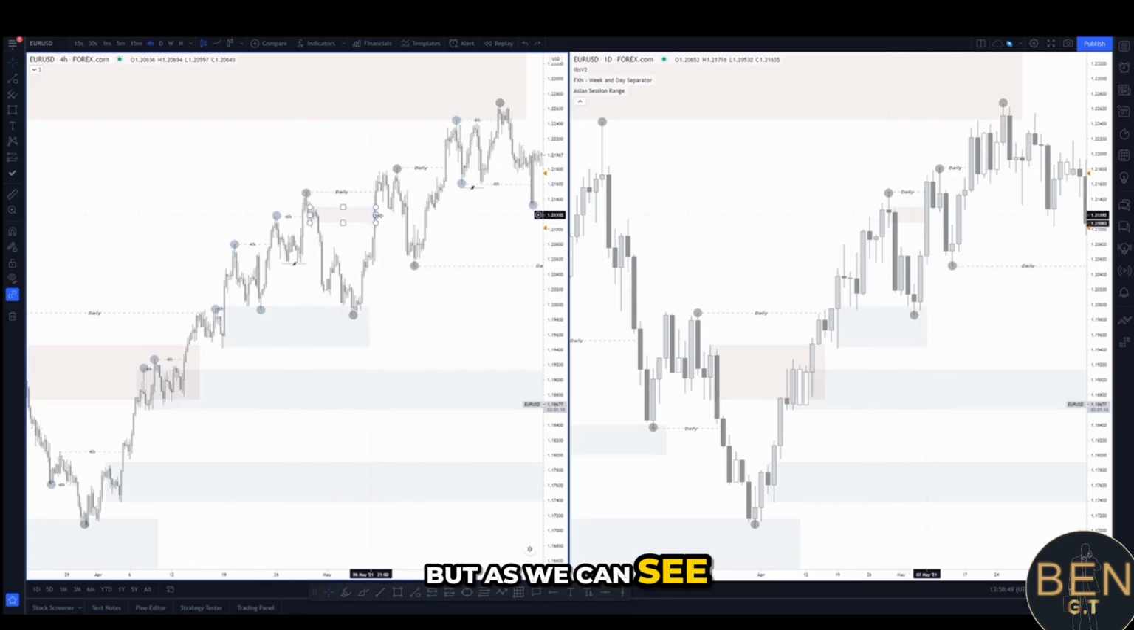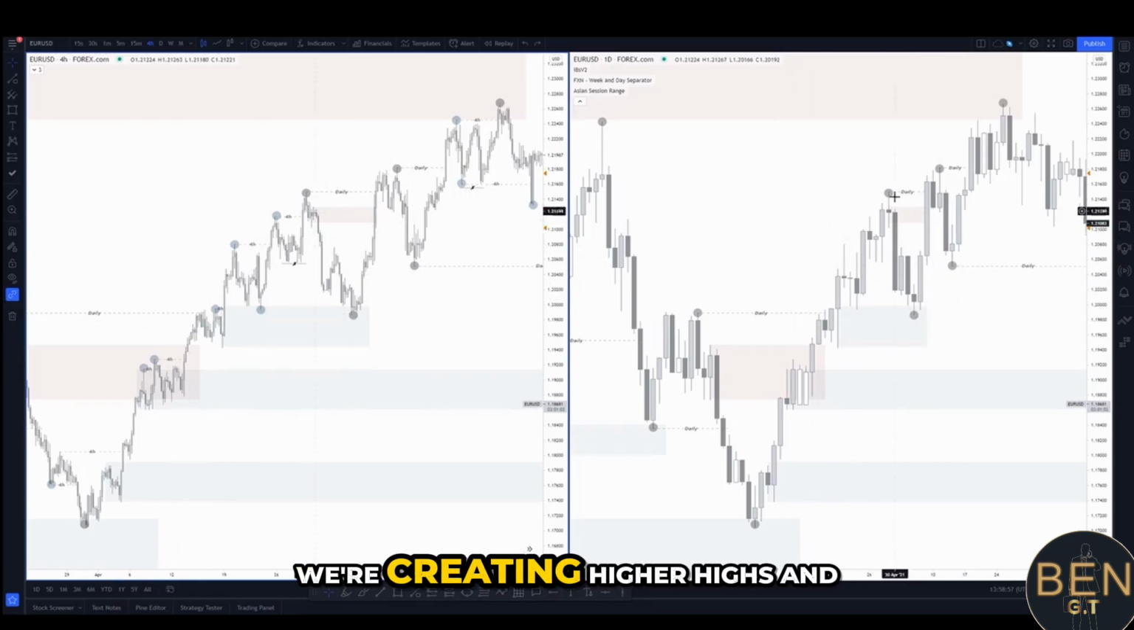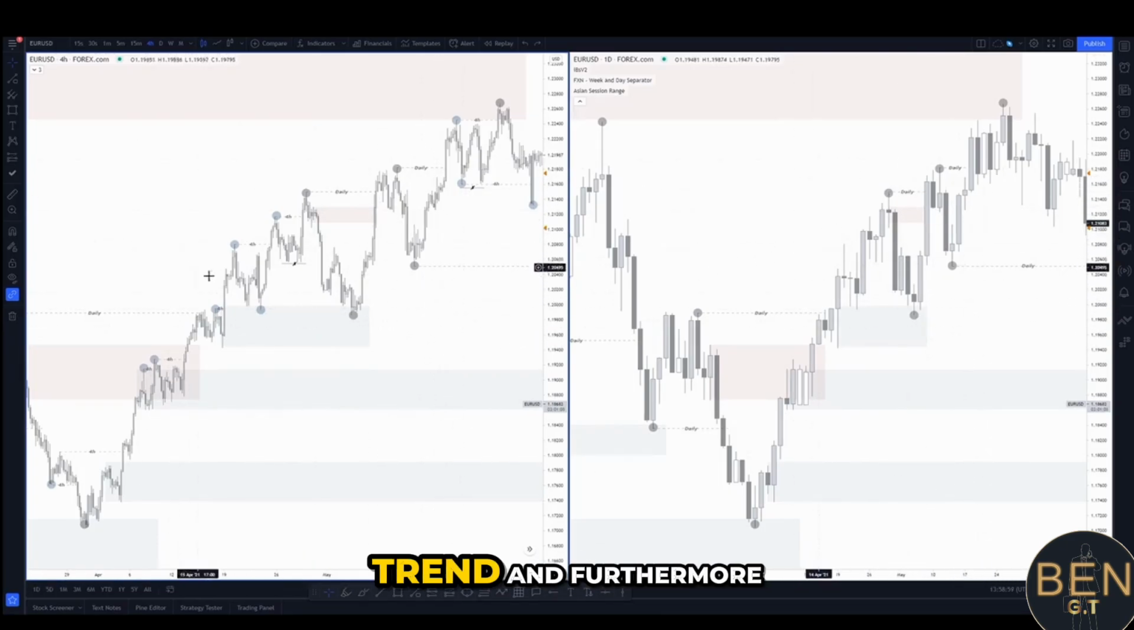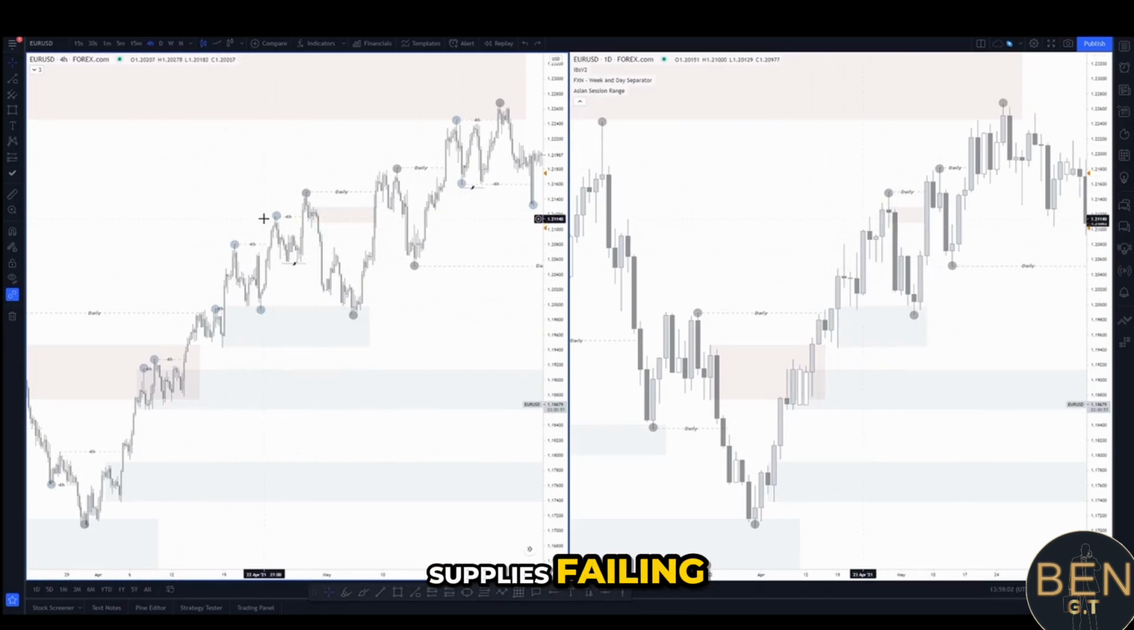But as we can see, supply is totally ripped through. It's totally disregarded and price continues on. Why? Because on the daily chart, we're creating higher highs and higher lows. We are in an uptrend. And furthermore, what we can see is supply is failing. Demand is being respected.